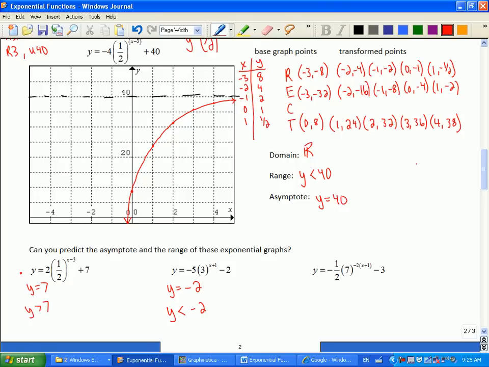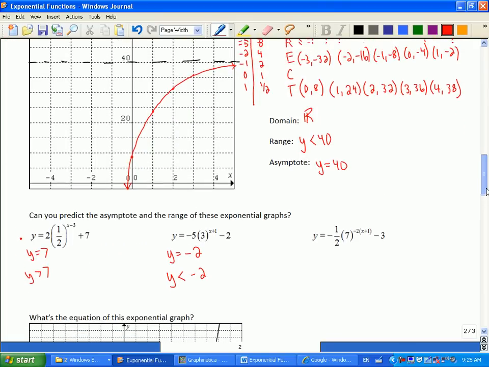Okay, so if you've already had a chance to call out, let your neighbors think about it a bit more. I'm going to look for some new people to help share out. Where's the asymptote on this one going to be? Okay, and is it going up or down? So what should the range be? Less than -3. Good.